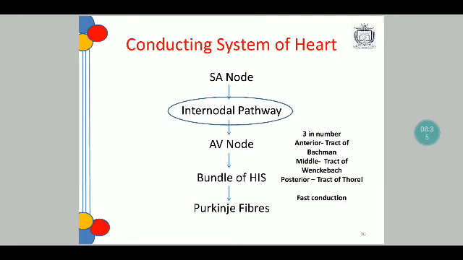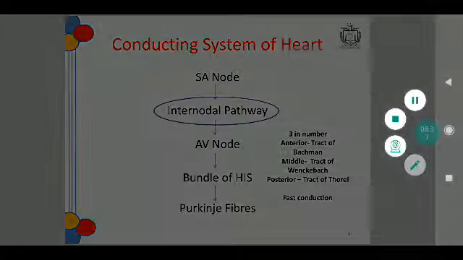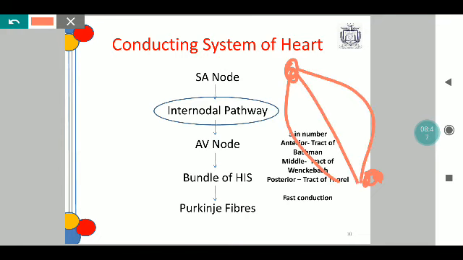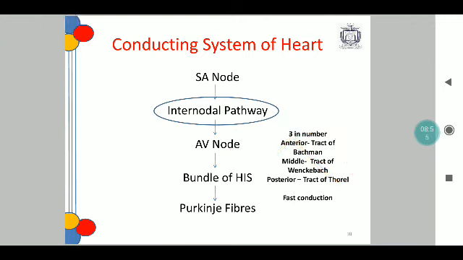The internodal pathways are 3 in number. So if I draw it diagrammatically, I have an SA node and I have an AV node. There are 3 internodal pathways present: anterior, middle and posterior. The anterior tract is the tract of Bachmann, the middle tract is the tract of Wenckebach, and the posterior tract is the tract of Thorel. Now, this ensures fast conduction between the SA node and the AV node.